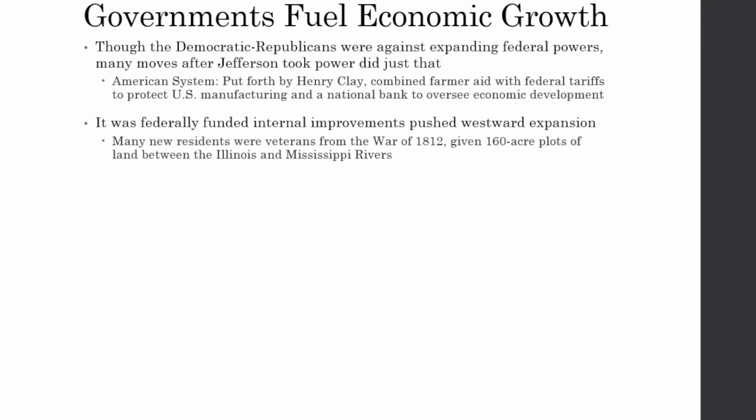And after the War of 1812, once again, veterans from that war were given land between the Illinois and Mississippi rivers and encouraged to head out there and farm that land. 160 acres for fighting in a war, that's not bad. In 1811, the first steamboat went from the Ohio River down to New Orleans, which would have been a major thoroughfare back then.